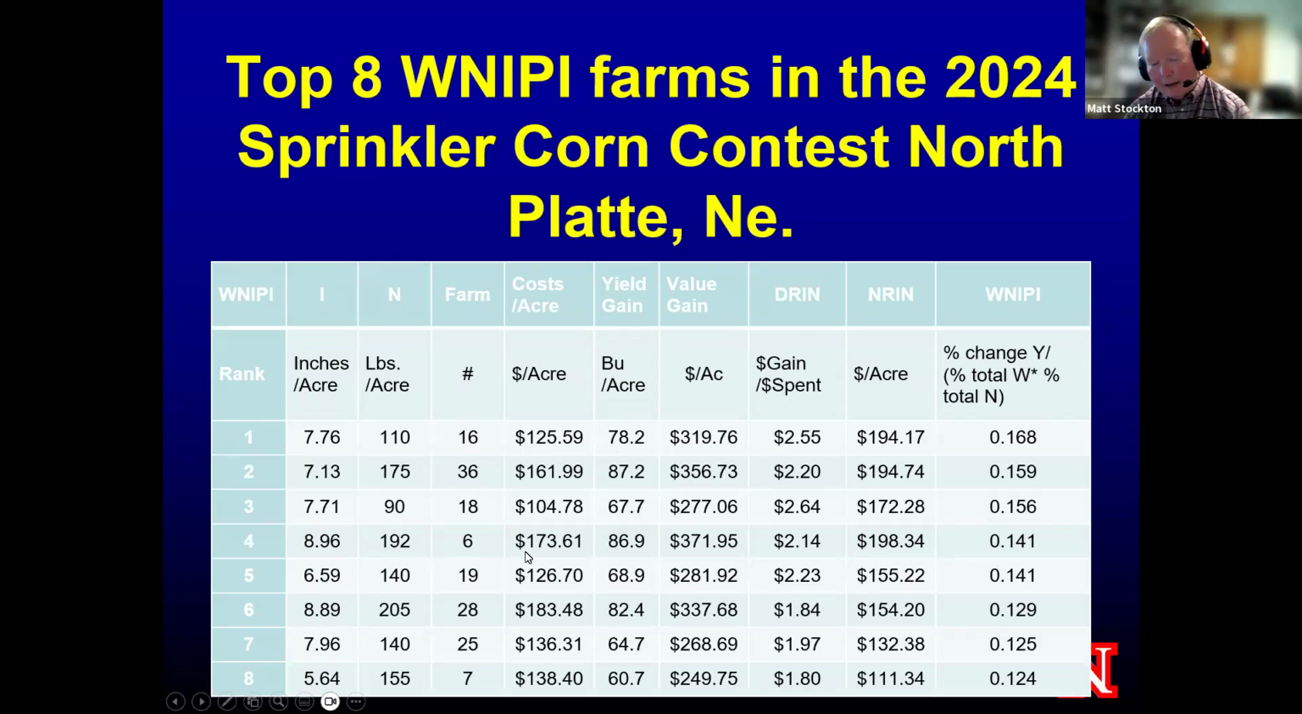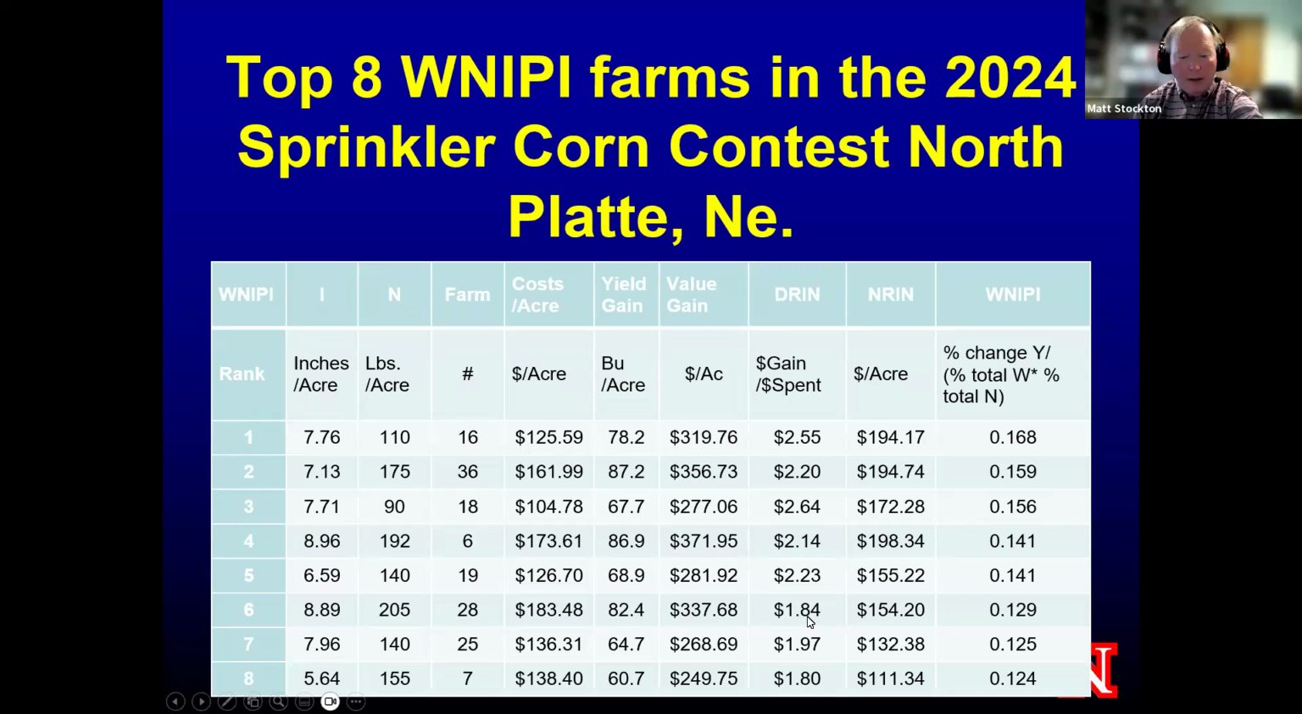In other words, their cost was a little higher because their cost was 173. Well, but yet there's somebody at $183, which is farm number 28, the sixth ranked farm. Well, they spent $183. The question is, if I spent all this money, what was their return at $183? They got $1.84.